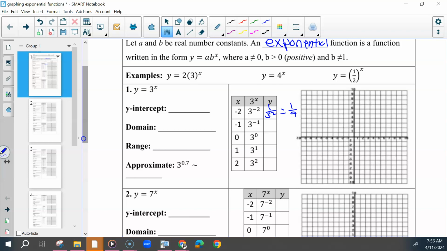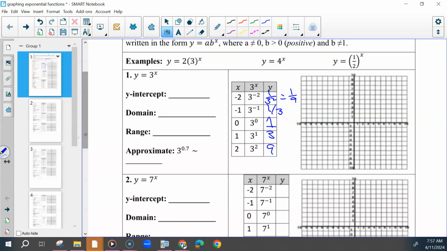One-third. Anything to the 0 power is 1. 3 to the first power, 3, and 3 squared, 9. So we have to remember our exponent rules in order to be good at this. Then we're going to plot these points, these x values with these y values.